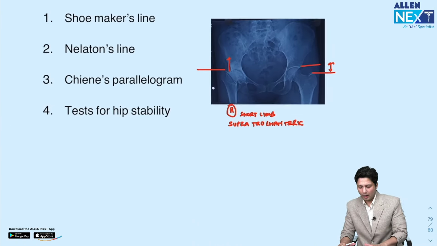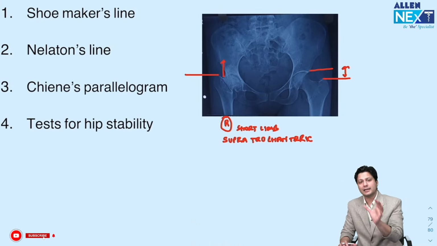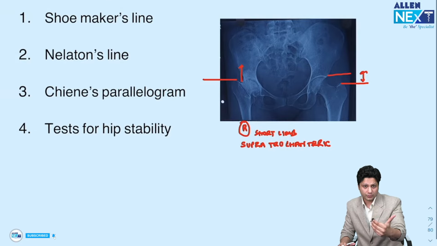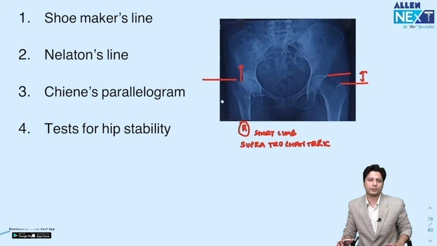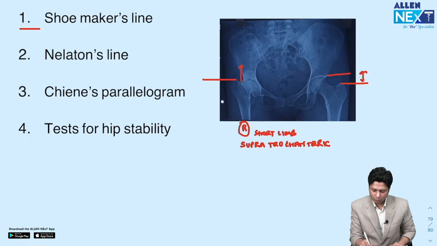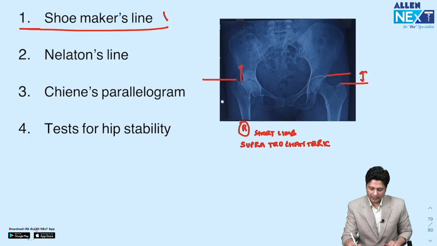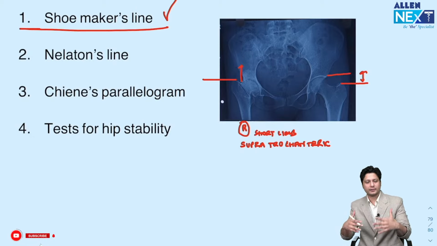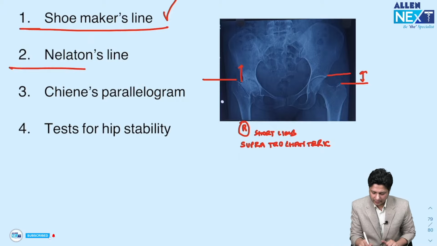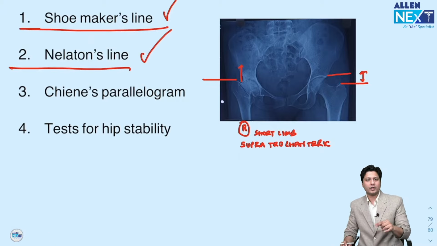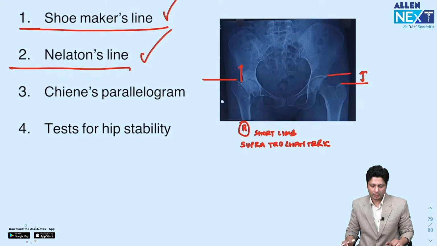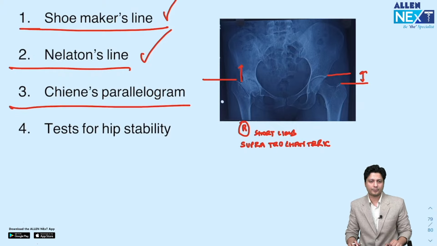Now what are the clinical tests which will diagnose this supratrochanteric shortening? This is what we are expecting. One is Shoemaker's line, a line to identify this supratrochanteric shortening. The second one is Nelaton's line, again a line to identify the supratrochanteric shortening. The third one is Sheen's parallelogram, which is again to identify a supratrochanteric shortening.